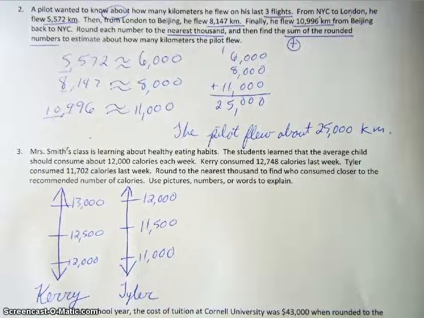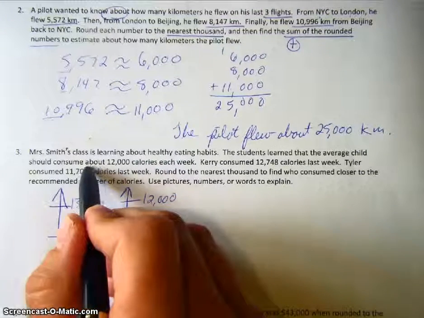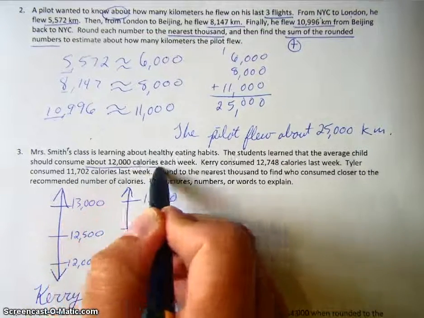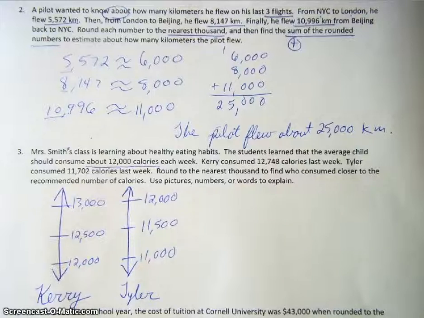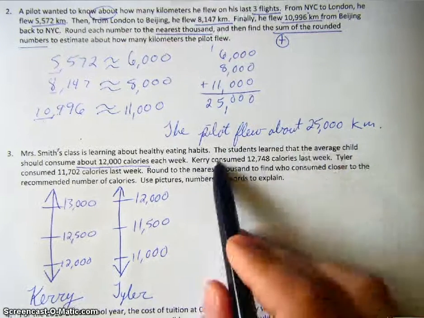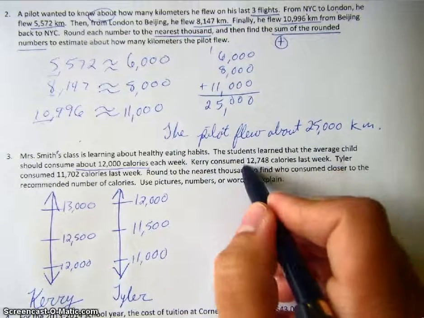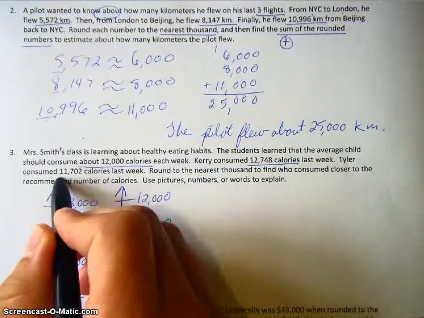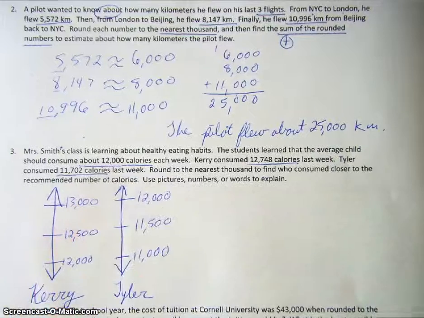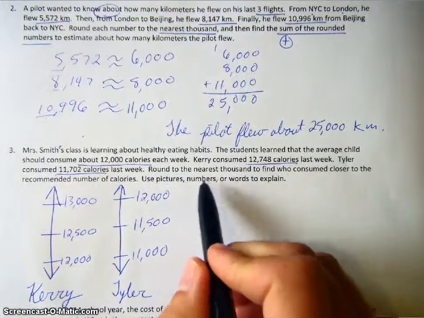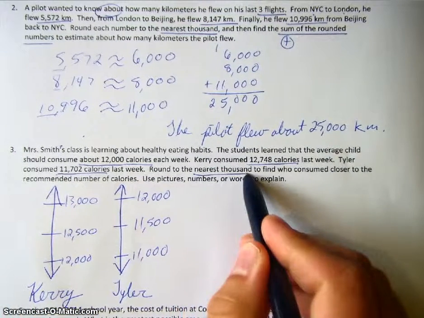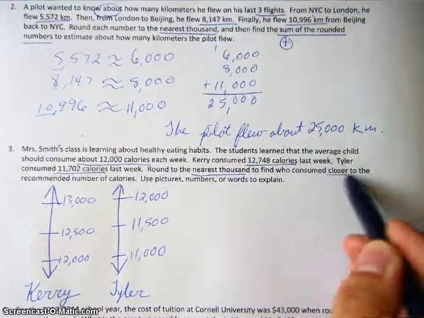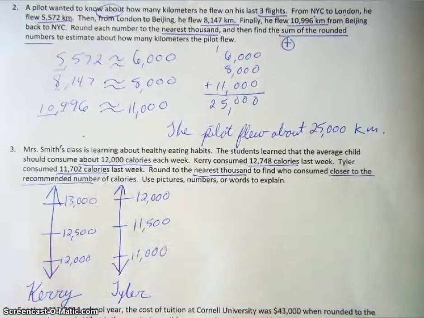Moving on to number 3, Mrs. Smith's class is learning about healthy eating habits. The students learn that the average child should consume about 12,000 calories each week. So that's our target. Now, Carrie consumed 12,748 calories last week, and Tyler consumed 11,702 calories last week. We need to round those to the nearest thousand to find who consumed closer to the recommended number.